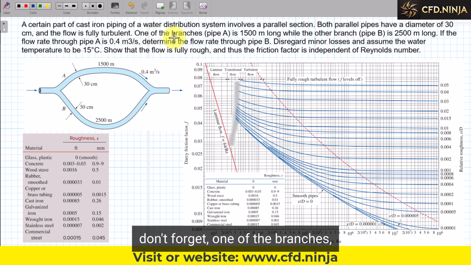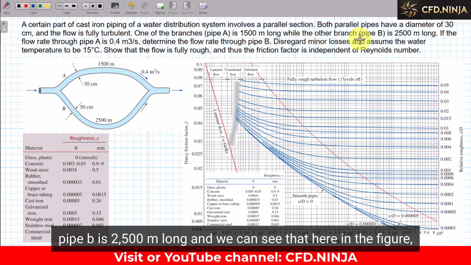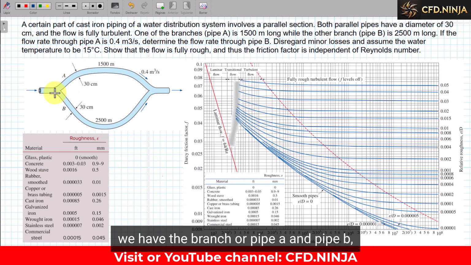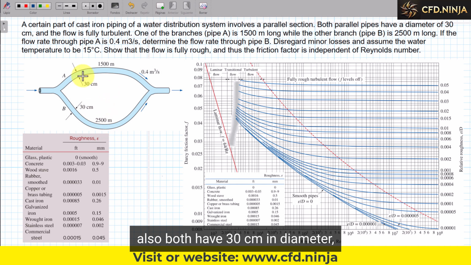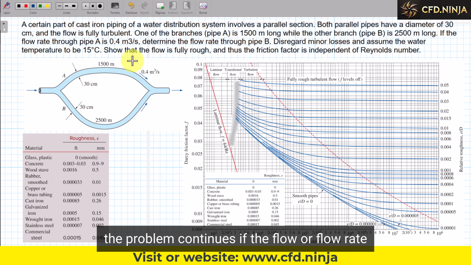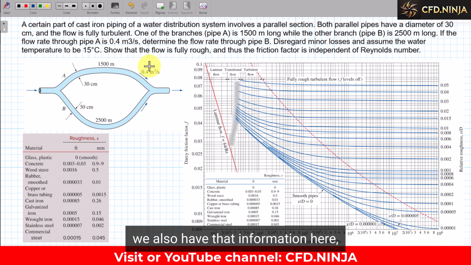Don't forget, one of the branches, in this case pipe A, is 1,500 meters long, while the other branch, pipe B, is 2,500 meters long, and we can see that here in the figure. We have the branches, pipe A and pipe B, with 1,500 meters and 2,500 meters respectively. Also, both have 30 centimeters in diameter. The problem continues: the flow rate through pipe A is 0.4 cubic meters per second. We also have that information here.